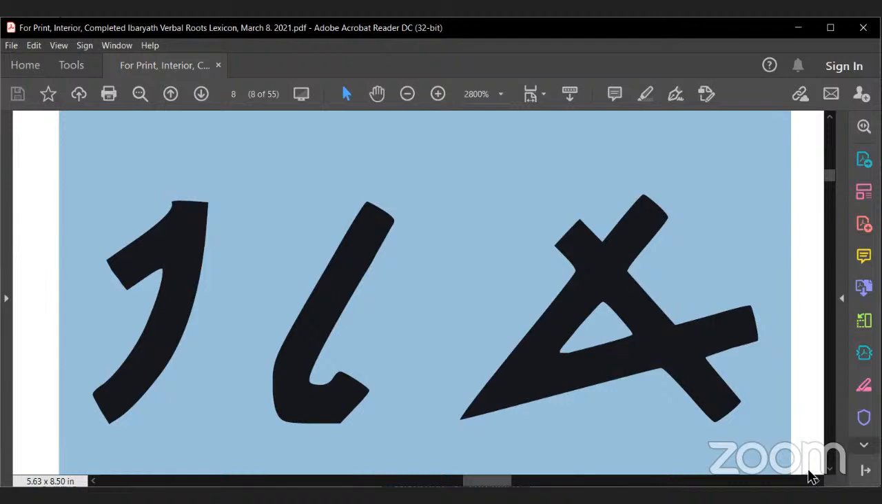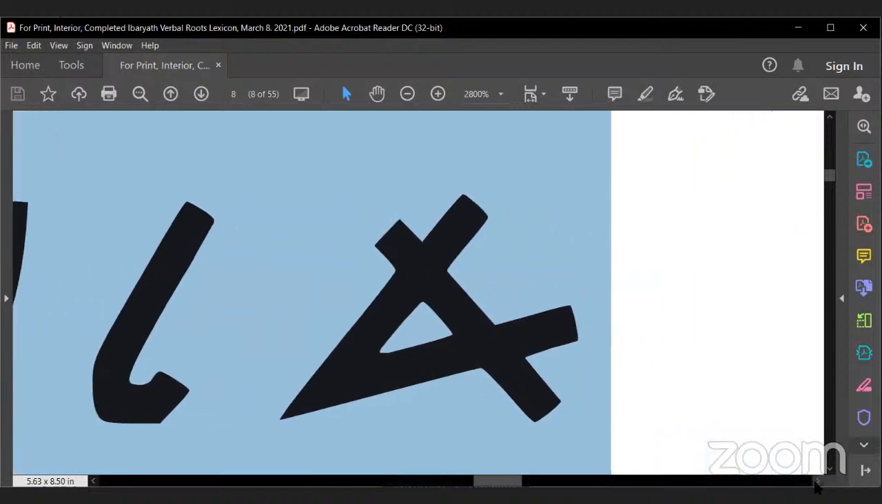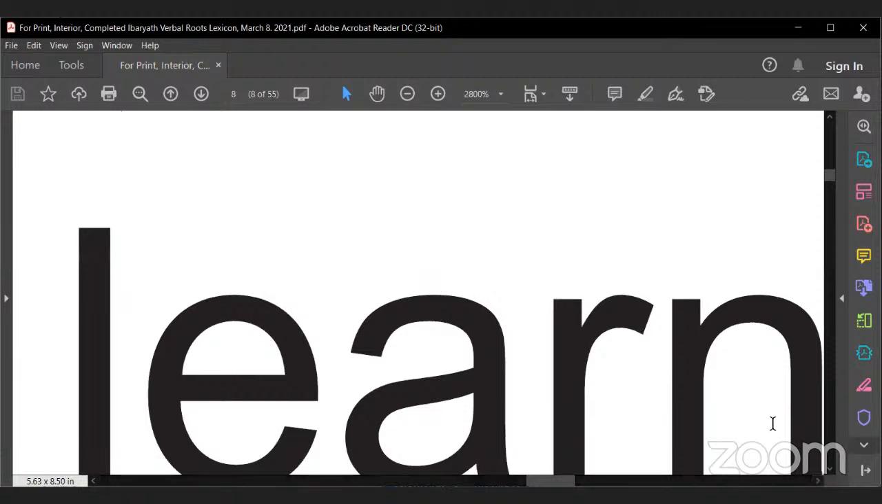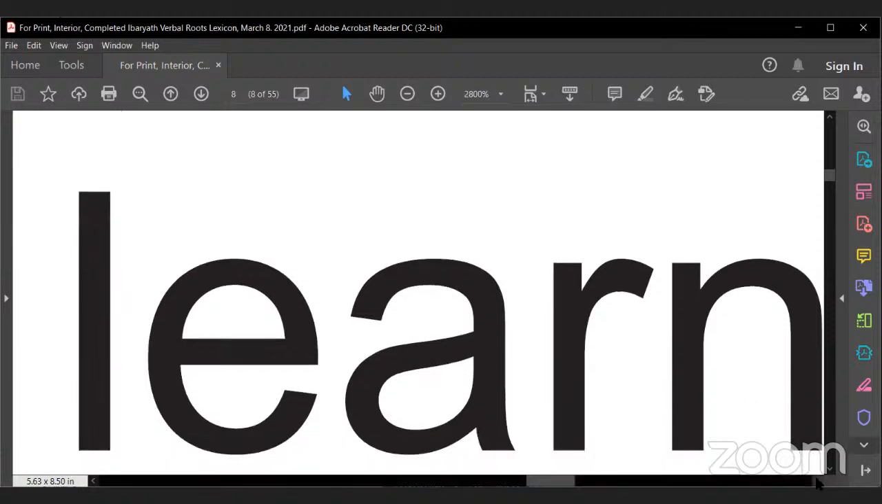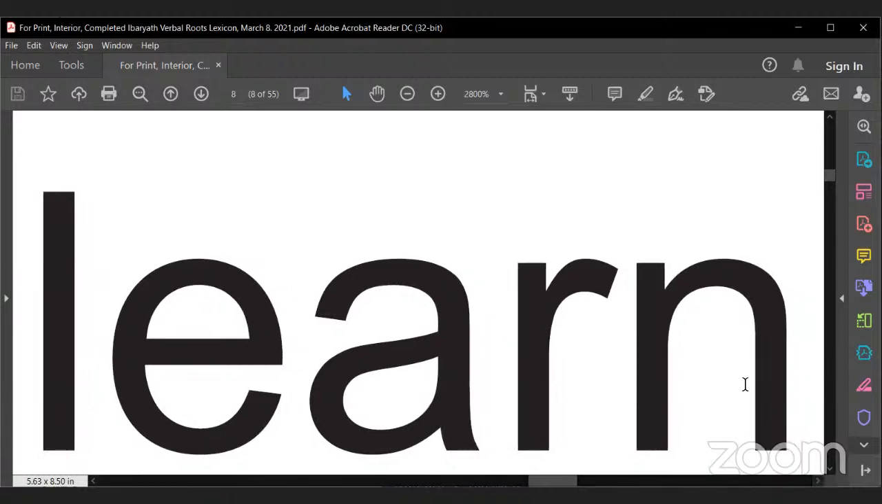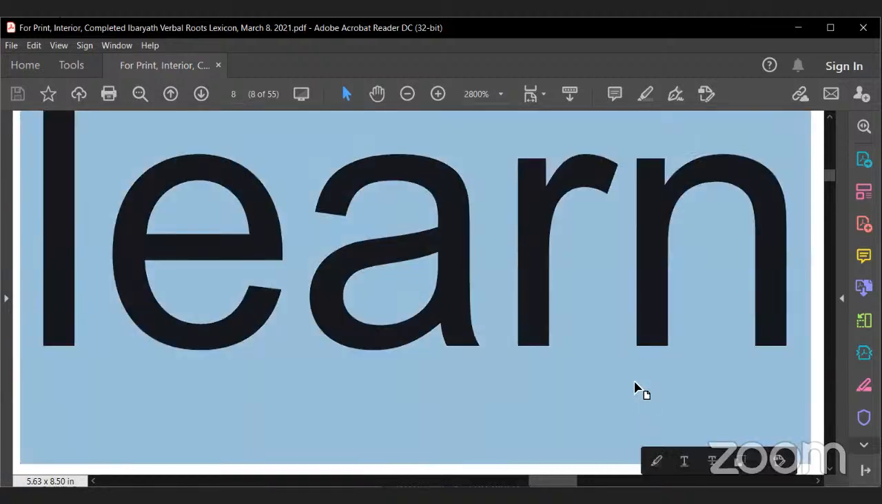So now let's look at how this word is translated in English. In English, alapa is translated as learn. So alapa means learn in English. The Ibaryath root word for the day is alapa, and it is translated as learn in English. So now, as we always do, let's get a specific or precise meaning of the word alapa.